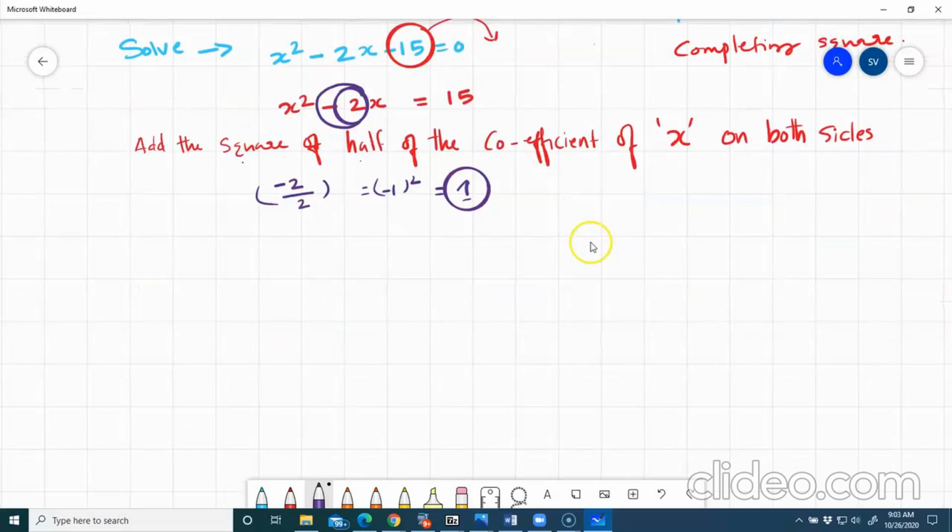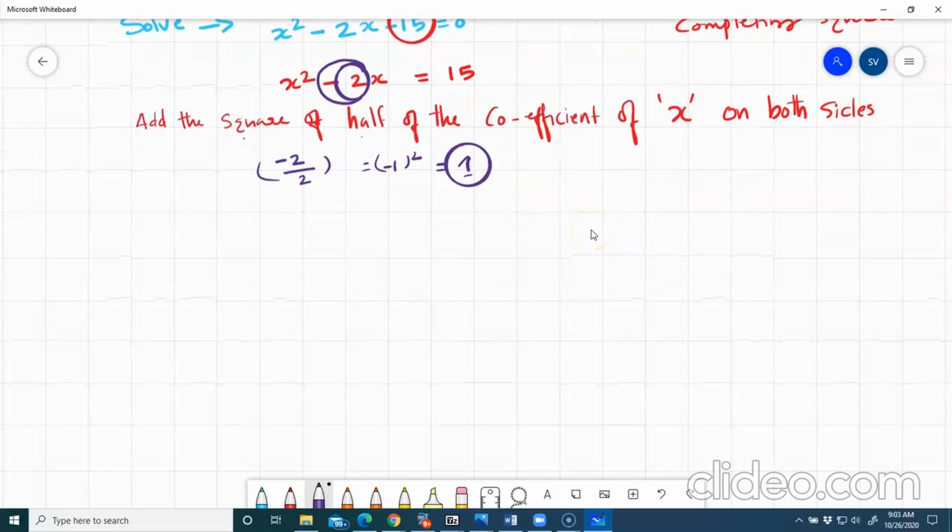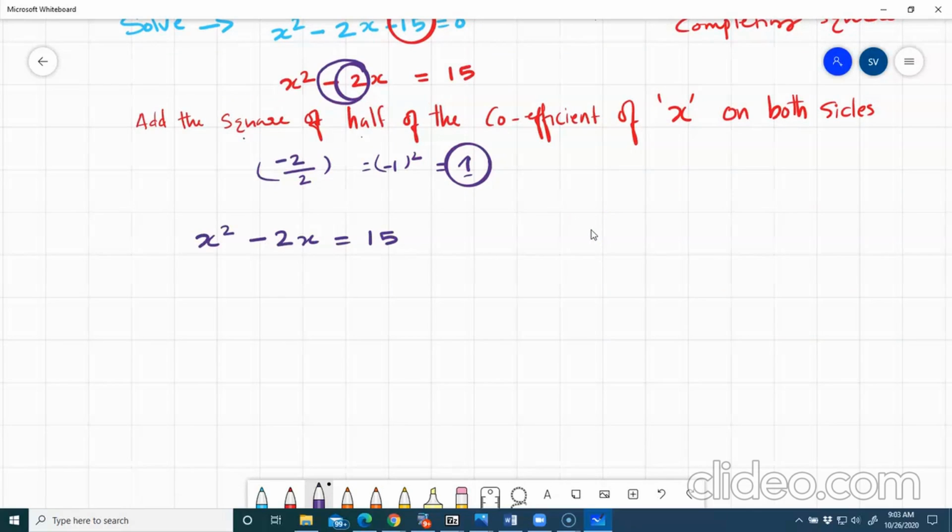Okay, let me take some space. So our equation is x square minus 2x equal to 15. You have to add this 1 on both sides, that is x square minus 2x plus 1 equal to 15 plus 1. Okay, now the completing the square process is completed.